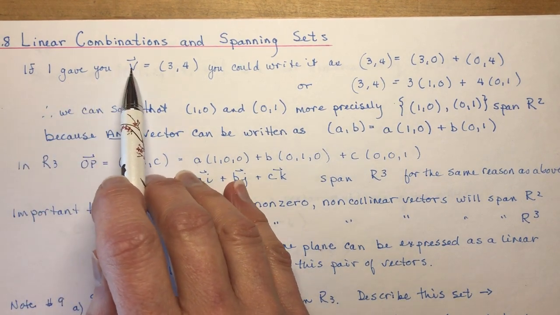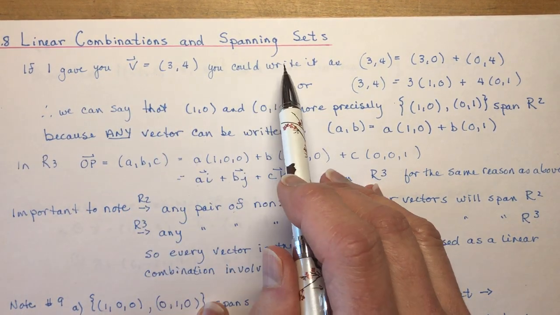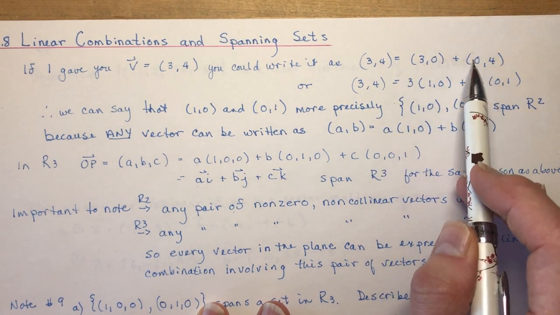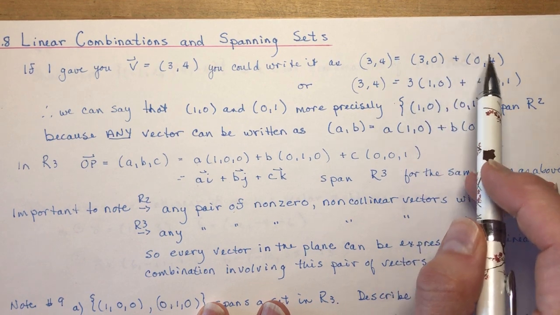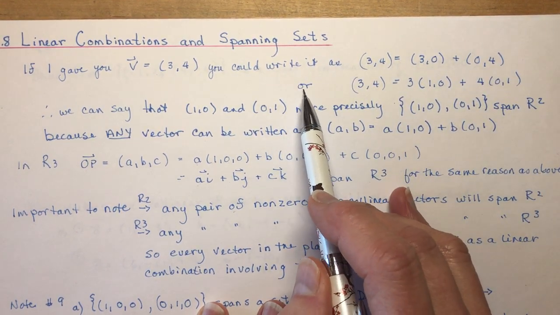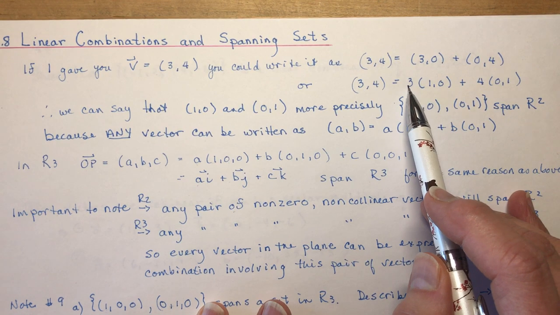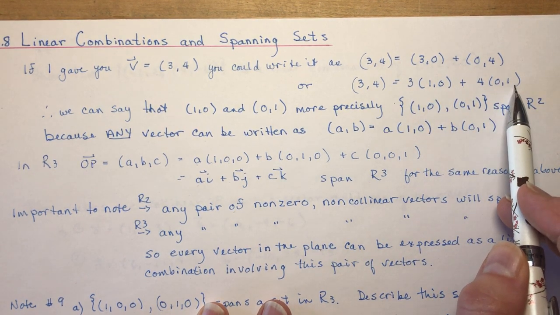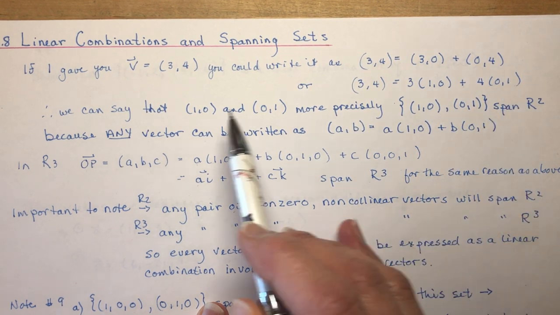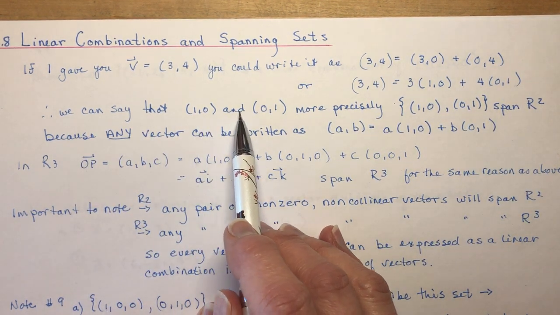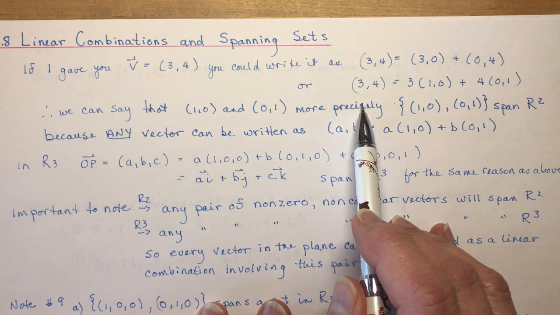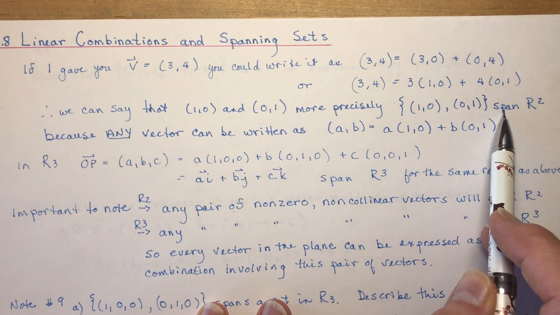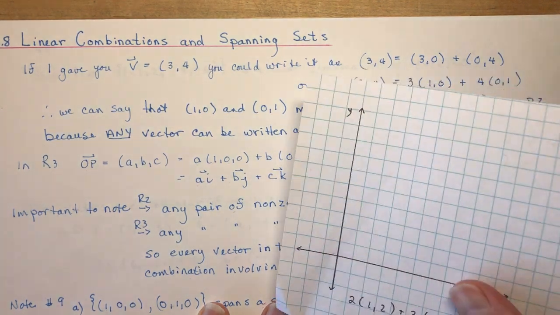If I gave you vector V here was (3, 4), you could write it as (3, 4) equals (3, 0) plus (0, 4), right? I add these together, I would get 3 plus 0, 0 plus 4 gives me (3, 4). Or you could write it as (3, 4) is 3 times (1, 0) plus 4 times (0, 1). Right, that all makes sense, right? So that means that we can say that (1, 0) and (0, 1), or more precisely, this set {(1, 0), (0, 1)}, span R2.